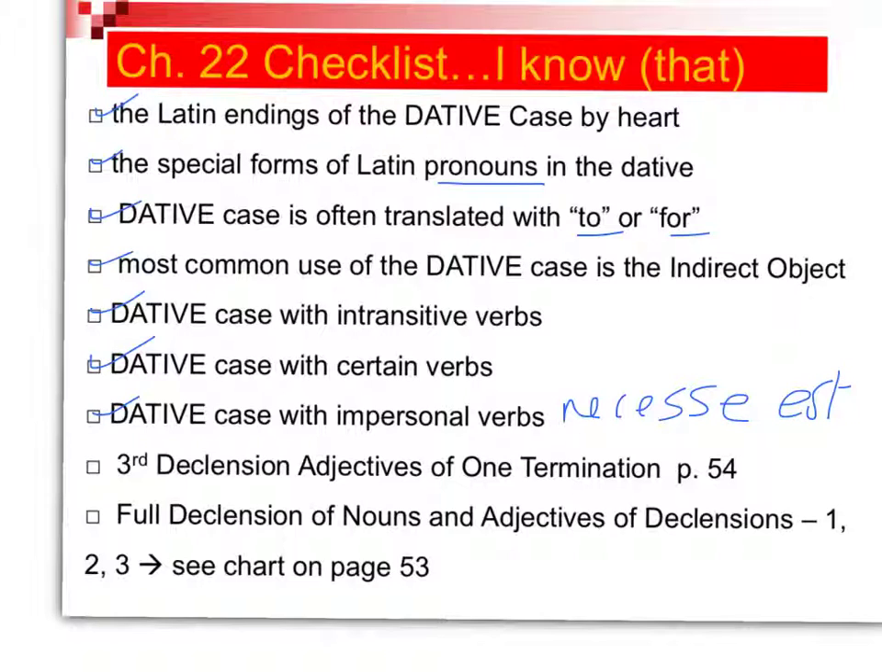And then I know how to work with third declension adjectives of one termination, and I can review, or I have reviewed, the full declension of nouns and adjectives for declensions 1, 2, 3. See the chart on page 53.